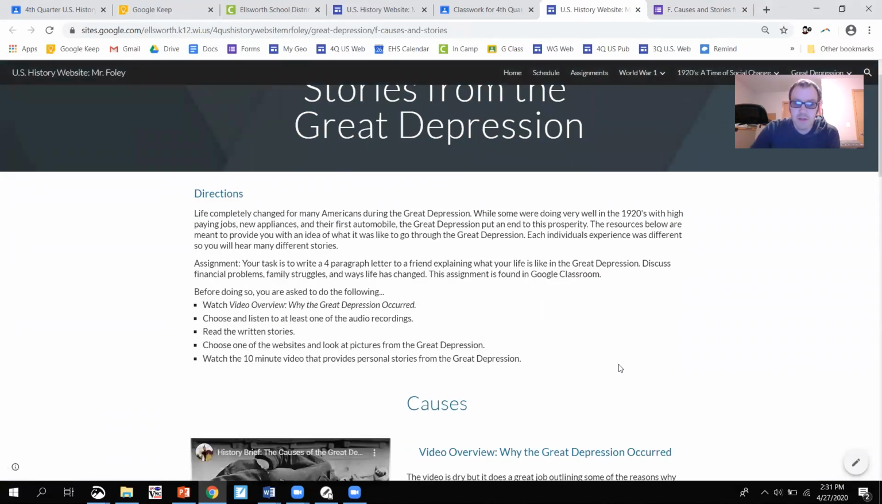Directions. Life completely changed for many Americans during the Great Depression. While some were doing very well in the 1920s with high-paying jobs, new appliances, and their first automobile, the Great Depression put an end to this prosperity. The resources below are meant to provide you with an idea of what it was like to go through the Great Depression. Each individual experience was different, so you will hear many different stories.